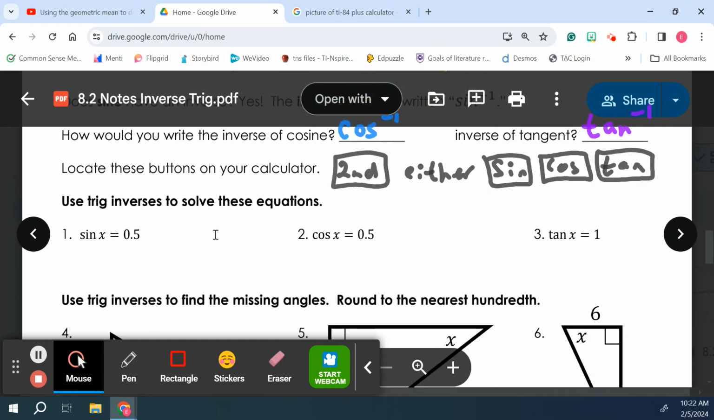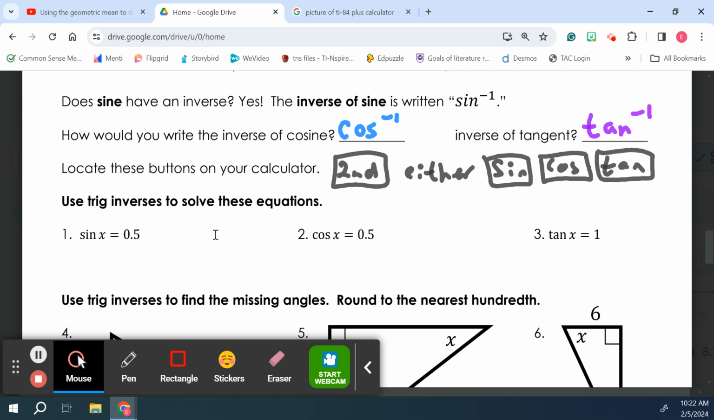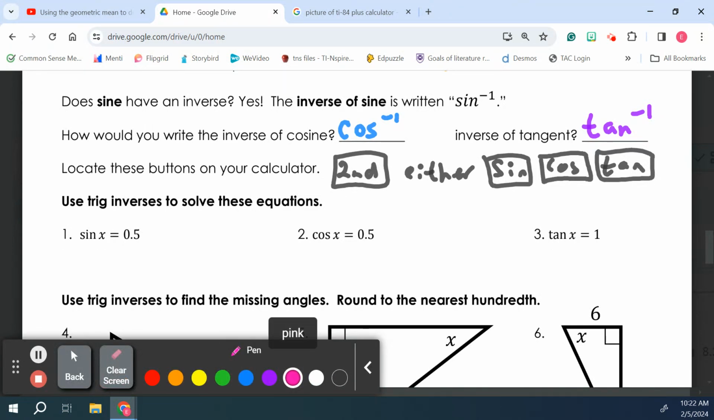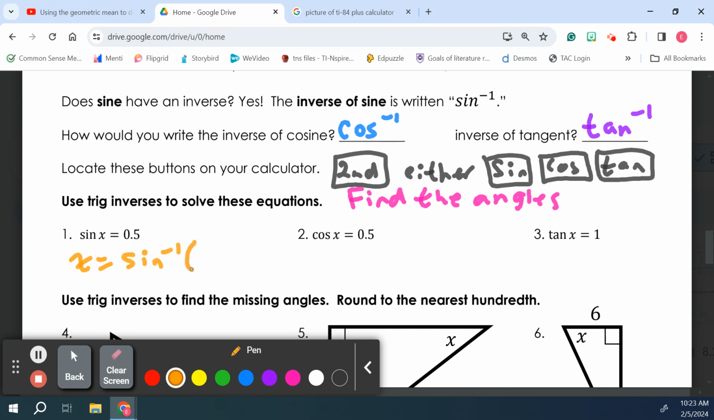Now, what does this do? These inverses, they find the angles. So far, we've been finding a lot of sides. These inverses help us find the angles given sides, okay? So if we want to find the sine of x equals 0.5, and they're telling us it equals 0.5, what we're going to do is take x is equal to the sine inverse of 0.5.